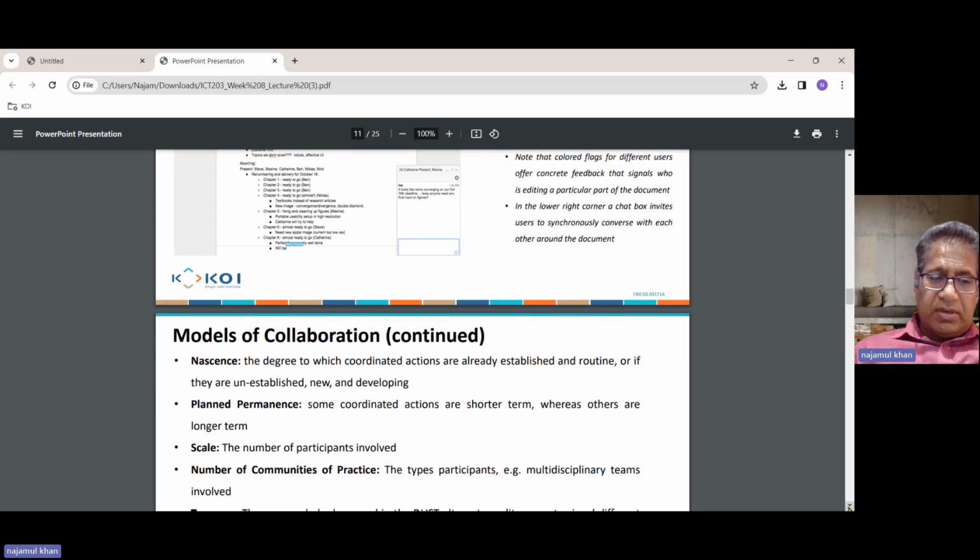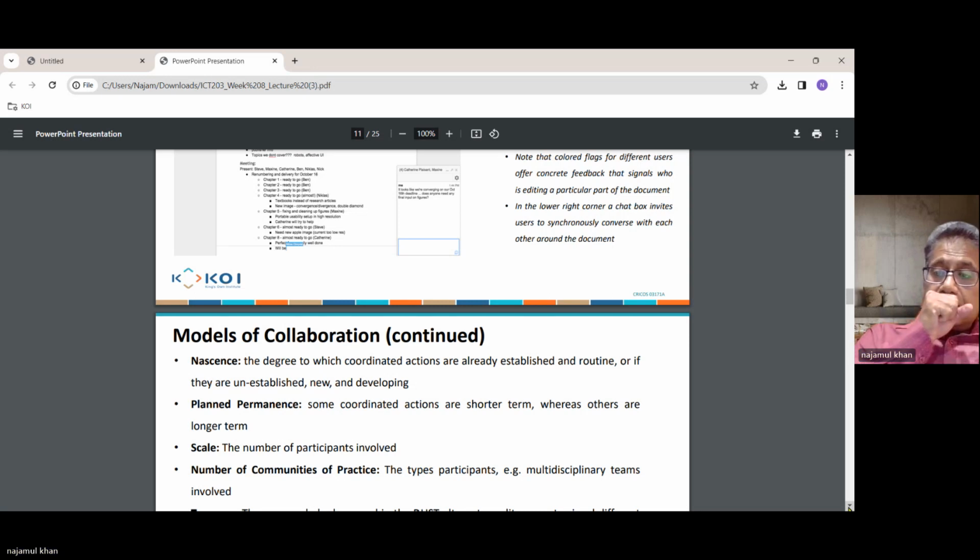See, nascence: basically, you look at the degree to which coordinated actions are already established, this is how things are done, it might be routine work, or whether they are unestablished, or can be done in a different or new way, which could develop into something new. So you look from one end to another: the degree to which these things are done in a routine way, or the degree to which these things can be done in a different way. Basically, this is what we are trying to do here. So it's really nice to see.